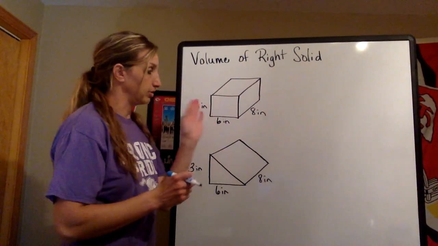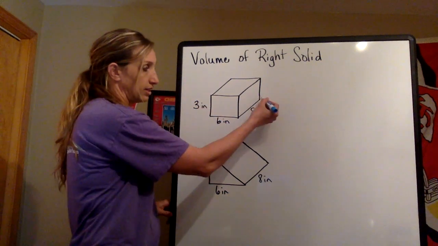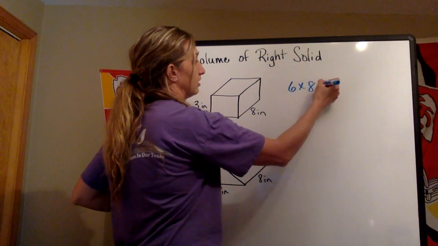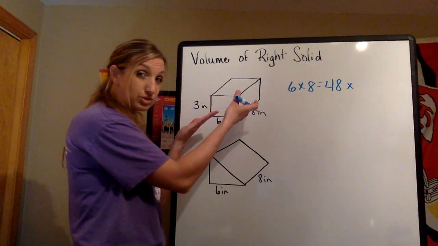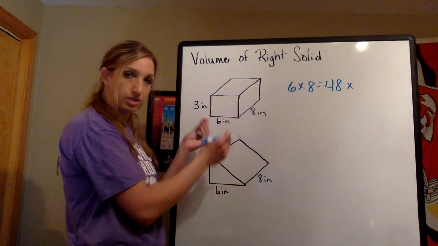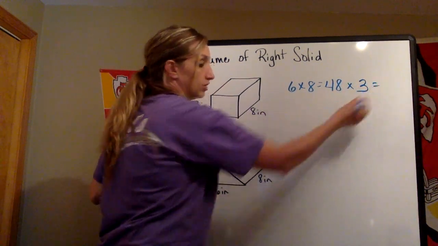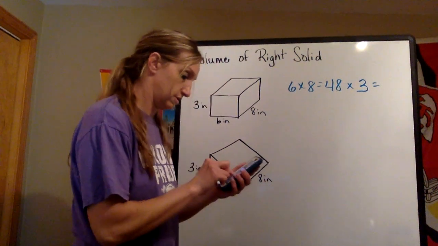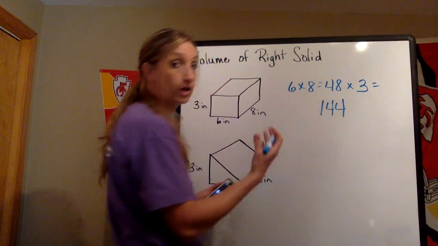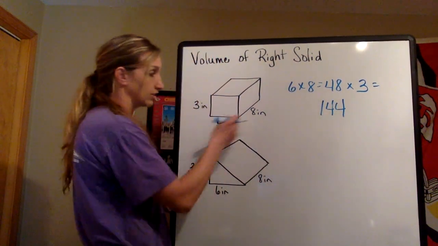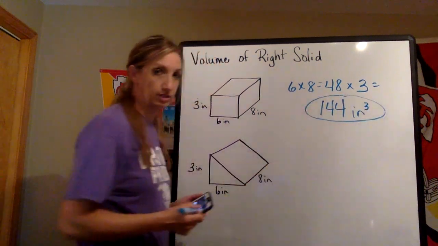Here we have a rectangular prism. So we're going to do area of the base times the height. So 6 times 8, that's 48. And then that means there's 48 little cubes, 1 inch by 1 inch cubes, that would fit on the bottom tier. Well, this 3 over here means that there's 3 tiers. So I'm going to take that times 3. So 48 times 3 is 144. And then volume we label as cubed because we're doing inches times inches times inches. So that's 3 of those. So we're going to label it with 144 inches cubed.